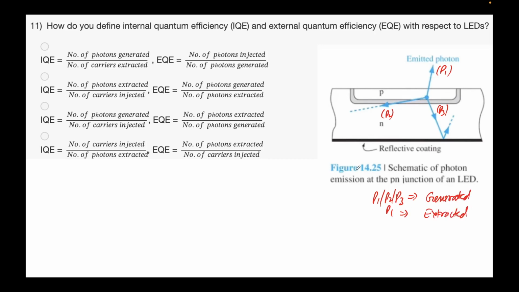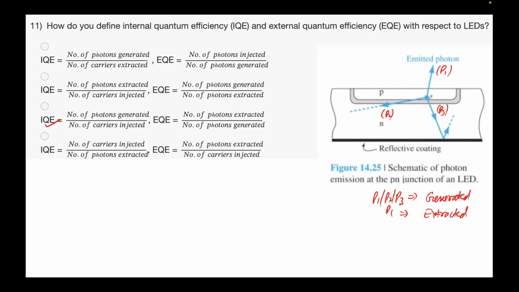Both of these things are important. You have to generate first. That will be determined by internal quantum efficiency. You are injecting some carriers. Remember, we are converting electrical energy to light energy. So we are injecting some carriers and we are generating some photons. That is your internal quantum efficiency, generated over injected, this fellow. Okay, this is true for internal quantum efficiency.